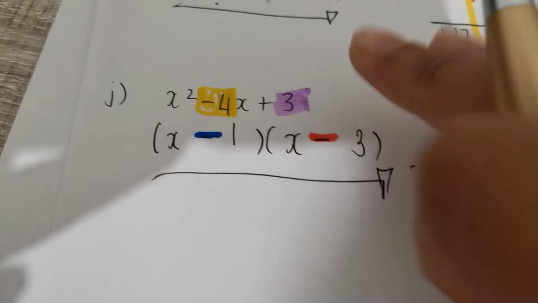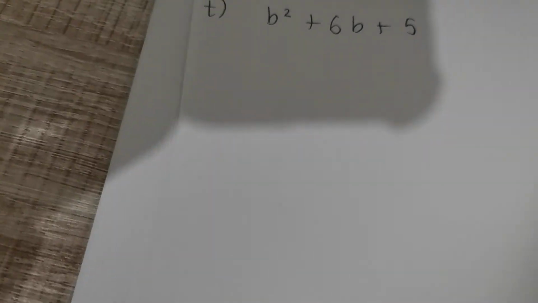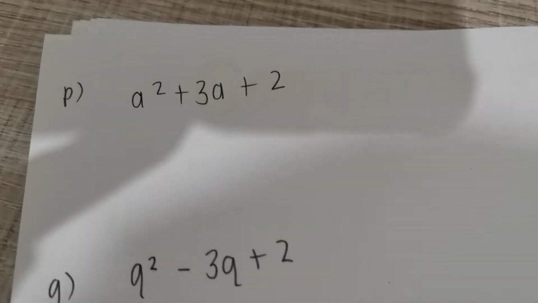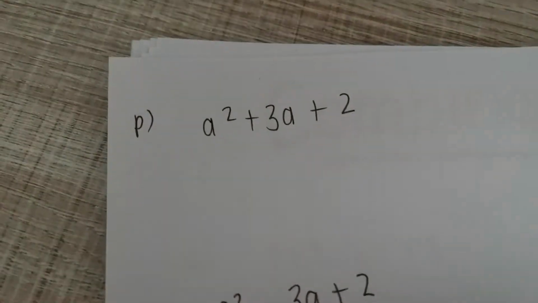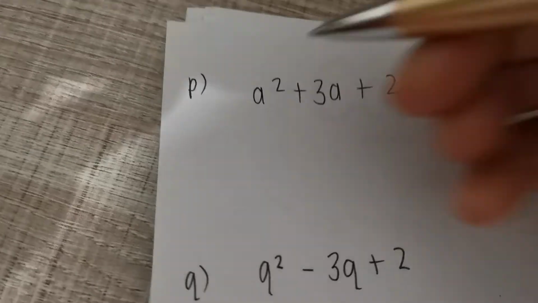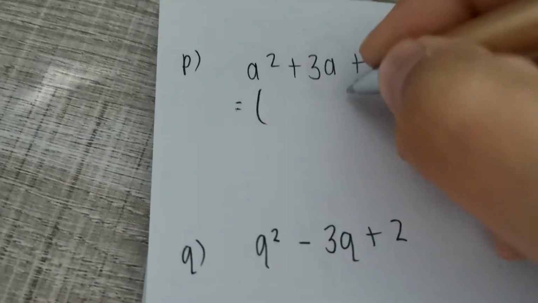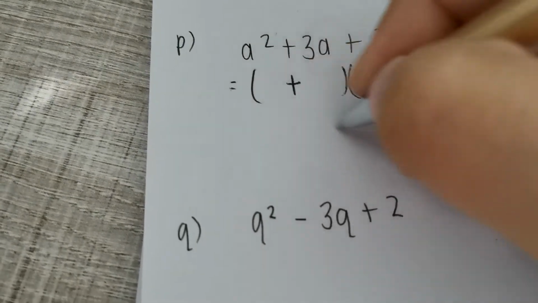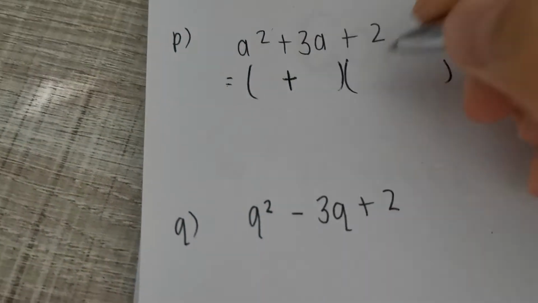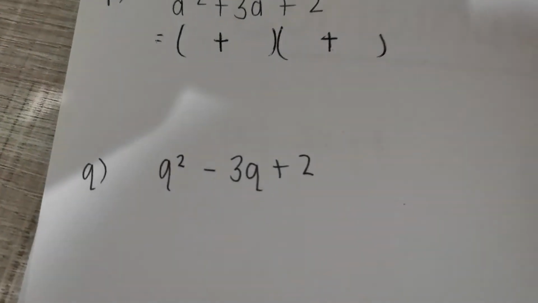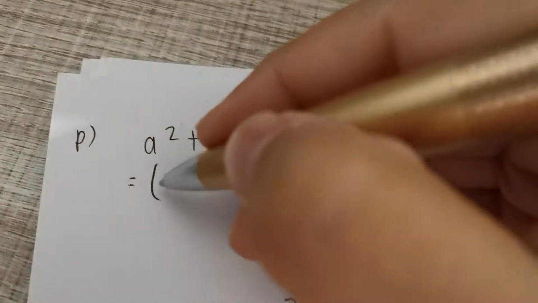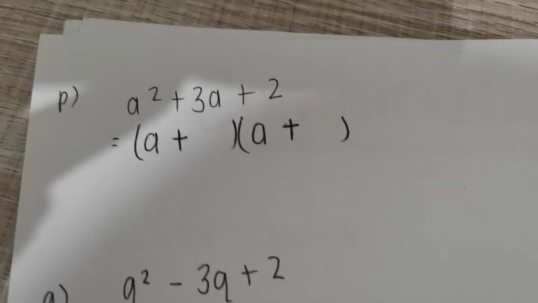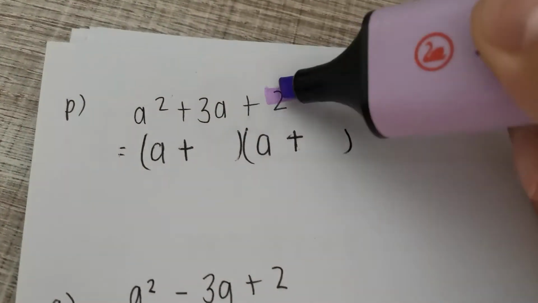Done. Okay, more examples. This time I just switched up the alphabets for you to show you that the steps stay exactly the same no matter what the alphabets are. Right, so 2 brackets, copy down the sign. Positive times what gives me positive? There it is, positive. Okay, A over there, A over there. This time we're working with A, not X. Okay, that's all that's different in this example.